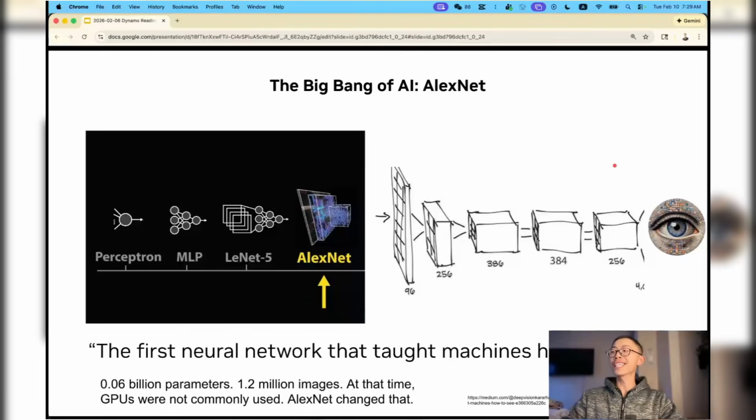In 2012, computer vision changed forever. Before then, object recognition was dominated by traditional machine learning algorithms, such as SVM, with handcrafted features. But then came AlexNet, a deep convolutional neural network that won the 2012 ImageNet visual recognition challenge by a huge margin. At that time, GPUs were not commonly used for training deep networks, but AlexNet changed that by using two NVIDIA GTX 580 GPUs in parallel, training on 1.2 million images, each labeled with around 1,000 categories.